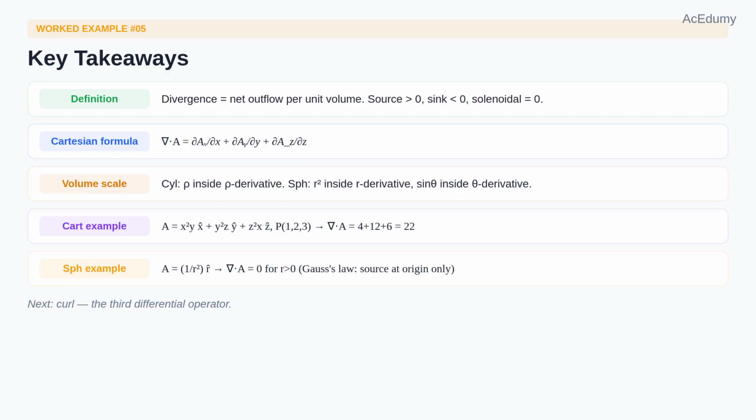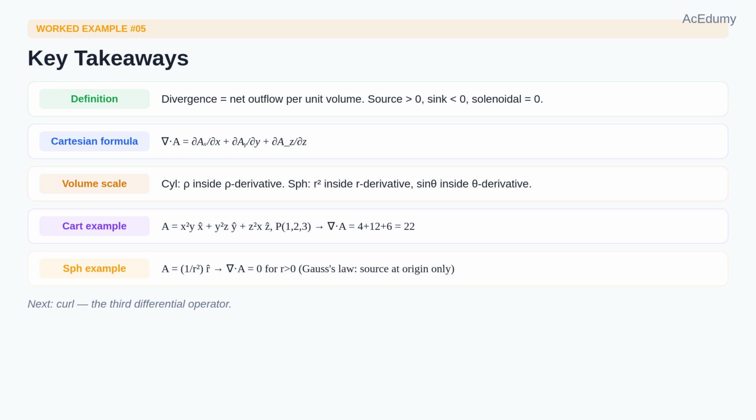Quick recap. Divergence turns a vector field into a scalar. It measures net outflow per unit volume. Positive means a source, negative means a sink, 0 means solenoidal. The formulas. Cartesian, partial Ax over x plus partial Ay over y plus partial Az over z. Cylindrical, 1 over rho times partial of rho A rho with respect to rho, plus 1 over rho times partial A phi with respect to phi, plus partial Az with respect to z.